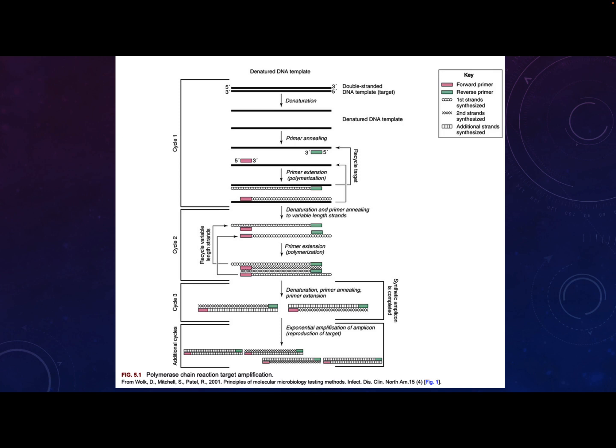This is an example or a diagram of how PCR works, but basically the principle of PCR is you have one molecule of DNA and you amplify it over and over and over again. It's a molecular copy machine so that you can detect it.